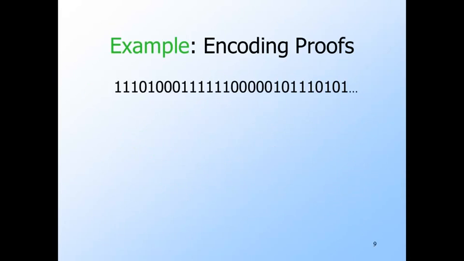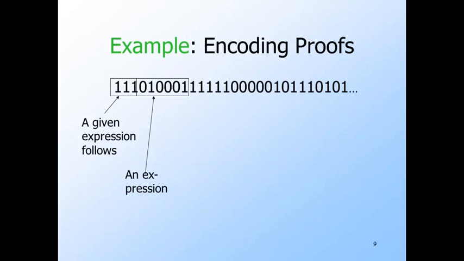expression. Here's an example of what a proof as a binary string could look like. The initial 111 can only mean that the expression to follow is a given expression. Here is the expression itself. It was originally 101, but we expanded it with a 0 in front of each symbol. Of course, 101 is too short to really be an expression, since even one Unicode character takes 16 bits, but let's not worry about that.